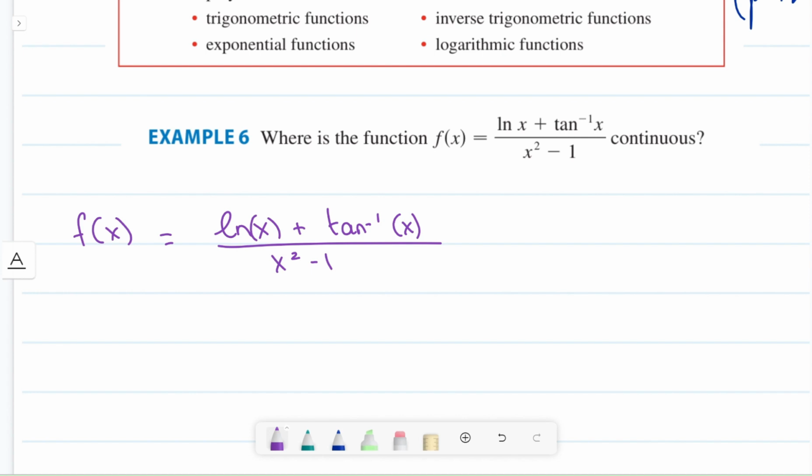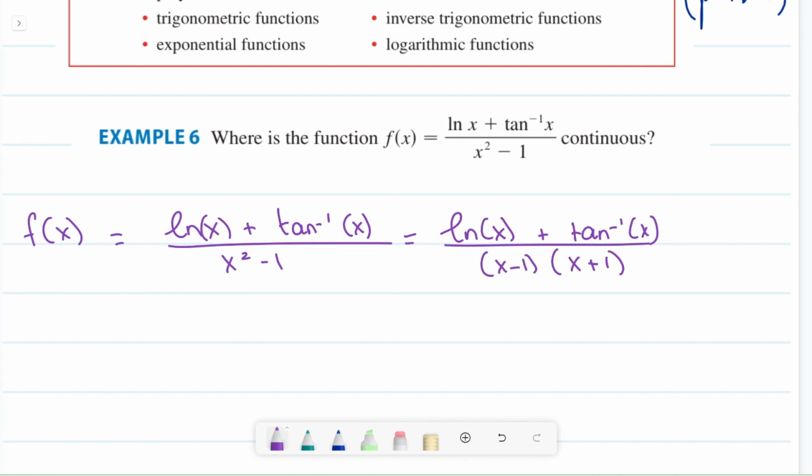And now we might notice that we can in fact simplify the denominator. So we can write the denominator as x minus 1 times x plus 1. Now let's try to find where it is continuous. Where is ln of x continuous? Ln of x is continuous on its domain, but now what is its domain? It's x greater than 0.